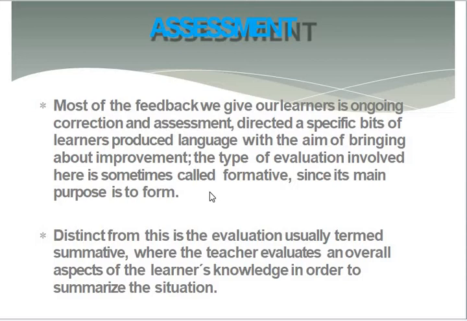and this is actually the feedback which we want to provide to the learner for their improvement. Distinct from this is the evaluation usually termed summative, where the teacher evaluates overall aspects of the learner's knowledge in order to summarize the situation. So assessment is actually that the teacher tries to understand how much the students have improved and how further efforts can be made by the teacher to bring improvement in the student. After assessment, correction is also very important, so that students may not repeat those mistakes in their further tasks.